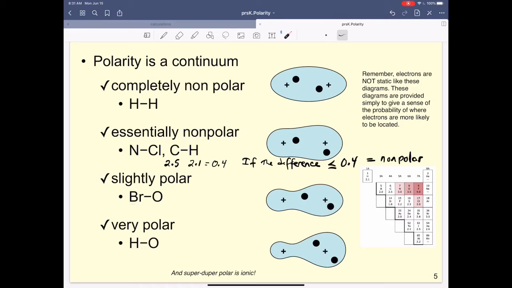Then we have differences a little bit greater, of about 0.8 between bromine and oxygen, in which the electron cloud is distorted towards the oxygen end. And we have more polar, such as between hydrogen and oxygen, in which the electron cloud will become even more distorted and the electrons will spend time closer to the oxygen.